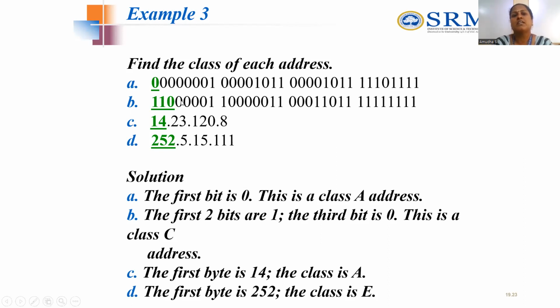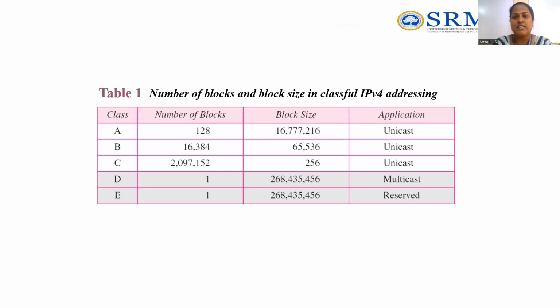this binary is starting with the leading zero. So it is a class A address. It is starting with the value 110. Okay, so the first two bits are 11, and the third bit is 0. So it is a class C address. In the dotted decimal notation, the first byte is 14, which is in the range of class A, whereas 252 is in the range of class E. So based on the leading bit value and the decimal value, we can easily identify which class it is.